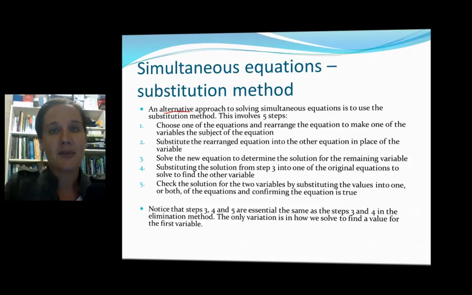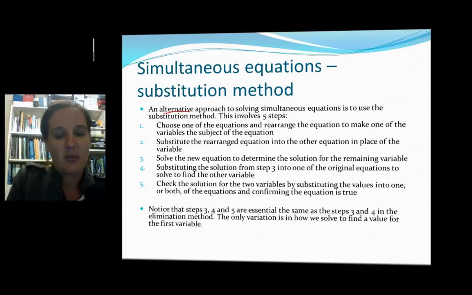Simultaneous equations, substitution method. This is an alternative method. We've already looked at the elimination method, and here we're going to be using the substitution method. We have 5 steps. First, we choose one of the equations and arrange it to make one of the variables the subject of the equation. So it might be a y equals or an x equals, whatever we're doing there.